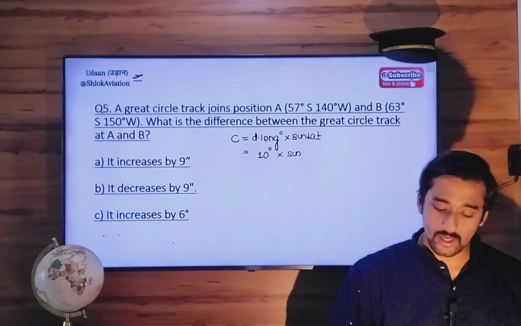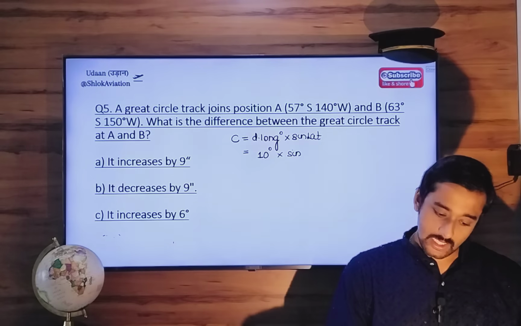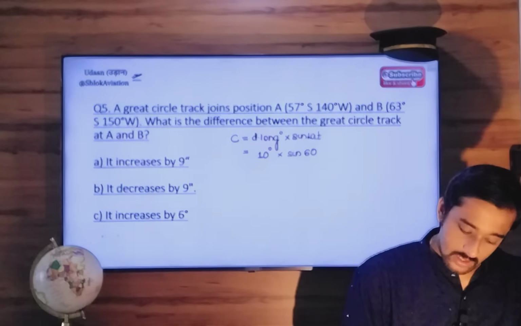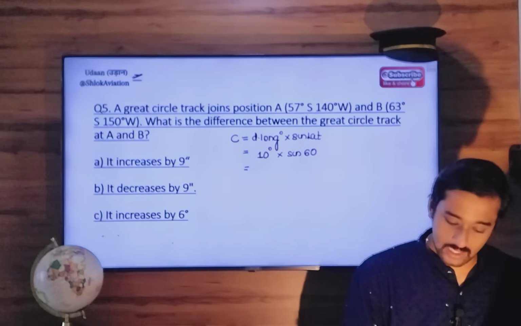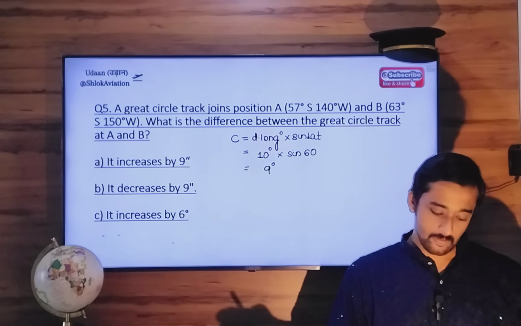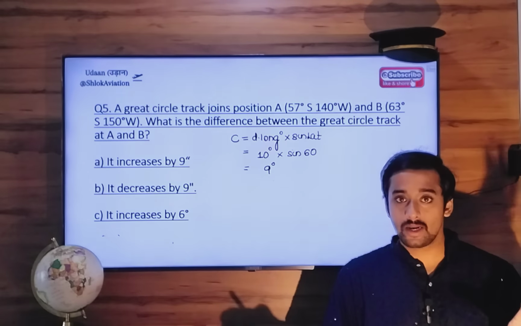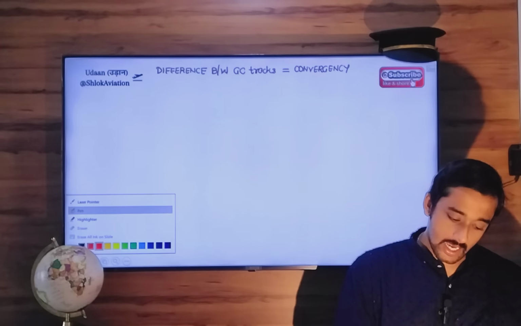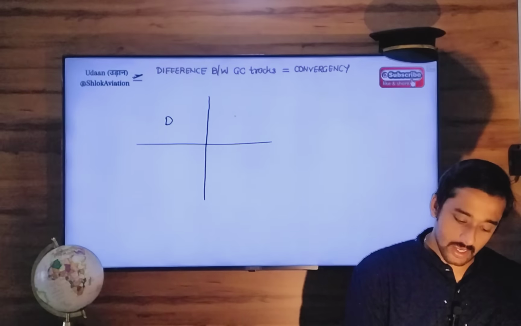Sine of latitude. Now here we have two different latitudes, so find the mean average of that: 57 and 63. So the average will be sine of 60. Sine 60 multiplied by 10 is 8.6. Consider 9 degrees. So convergency is 9 degrees. Now we have to determine whether this convergency will be an increment or a decrease. For that we will have to draw a DIID diagram given in chapter 2.